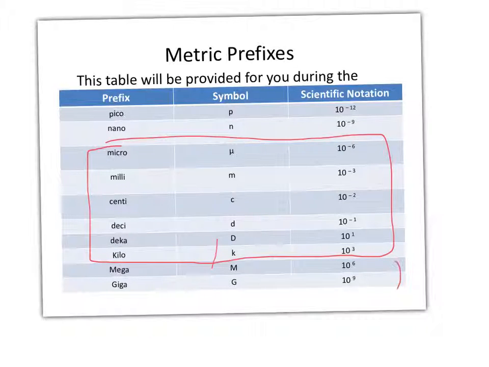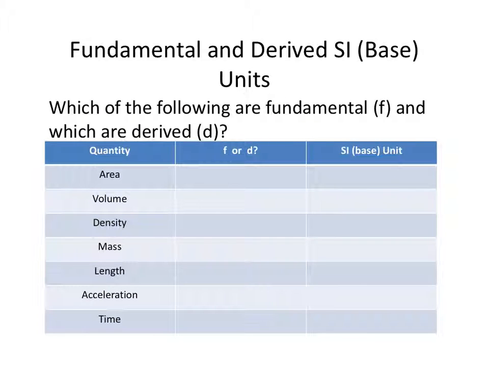These others you probably know from computers, Mega and Giga. And these two, nano and pico, are going to be in common usage in physics when we start talking about wavelengths of light. Wavelengths of light are usually measured in nanometers. On the next page, fundamental and derived units.